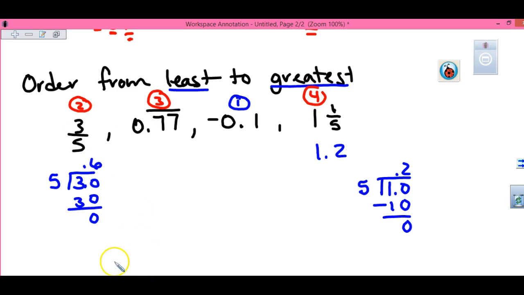So in ordering from least to greatest, we would say negative 0.1, followed by 3/5, then 0.7 repeating 7, then 1 and 1/5.